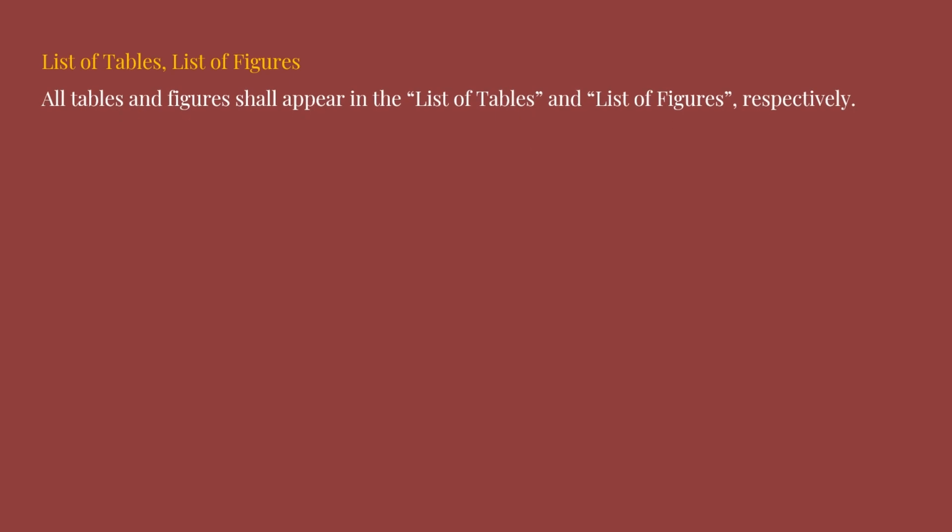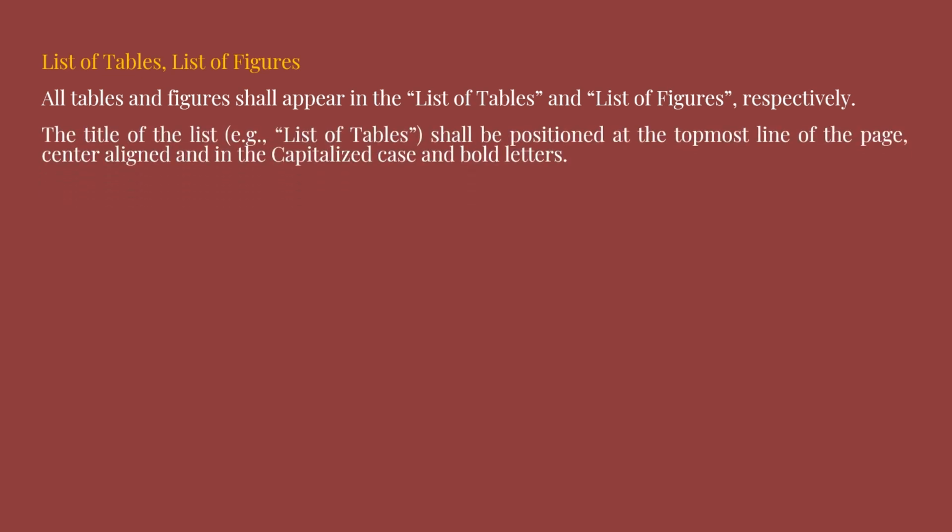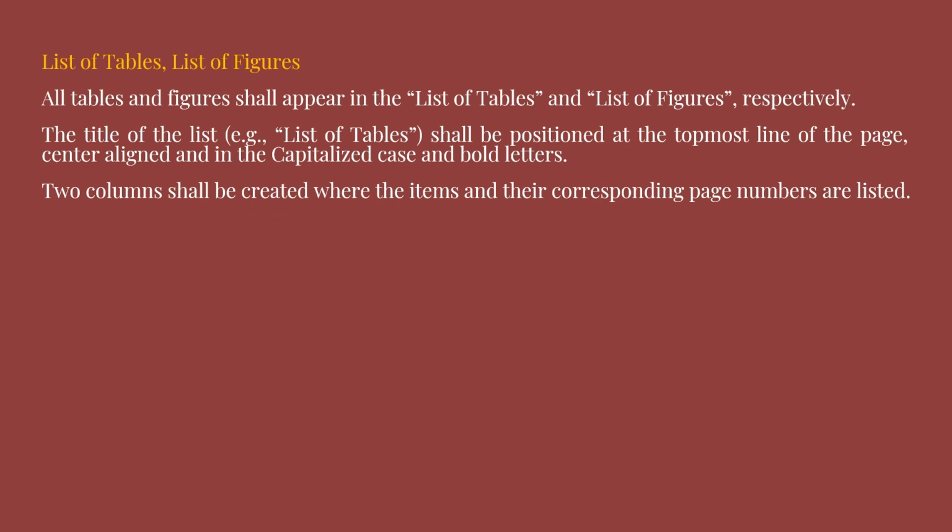For the list of tables, it's actually similar. You format it as the table of contents. So there are still 2 columns for the list of tables.